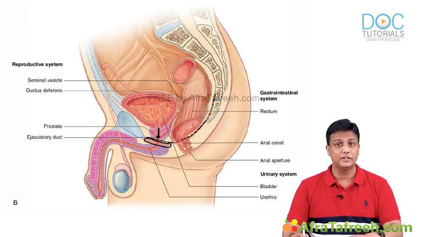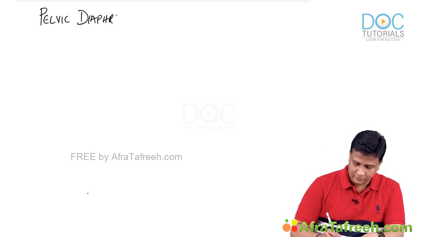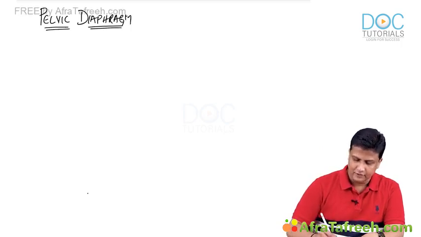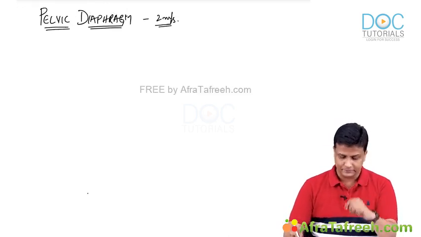Now let us deal with these two topics separately. First, let's deal with the pelvic diaphragm. What is this pelvic diaphragm made up of? Remember, the pelvic diaphragm is made up of just two muscles. First, let us write down in the notes, and later I'll show you in the diagram also.